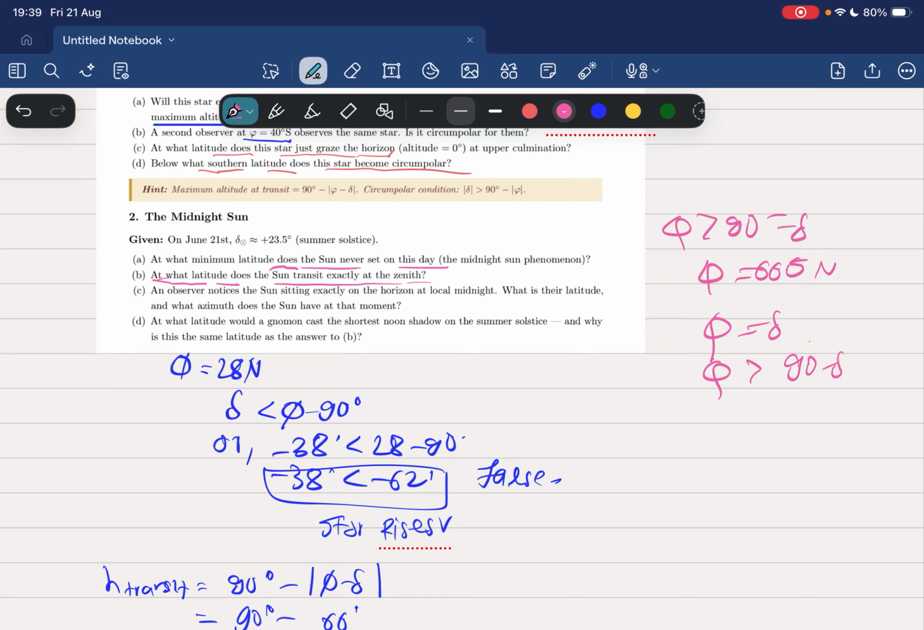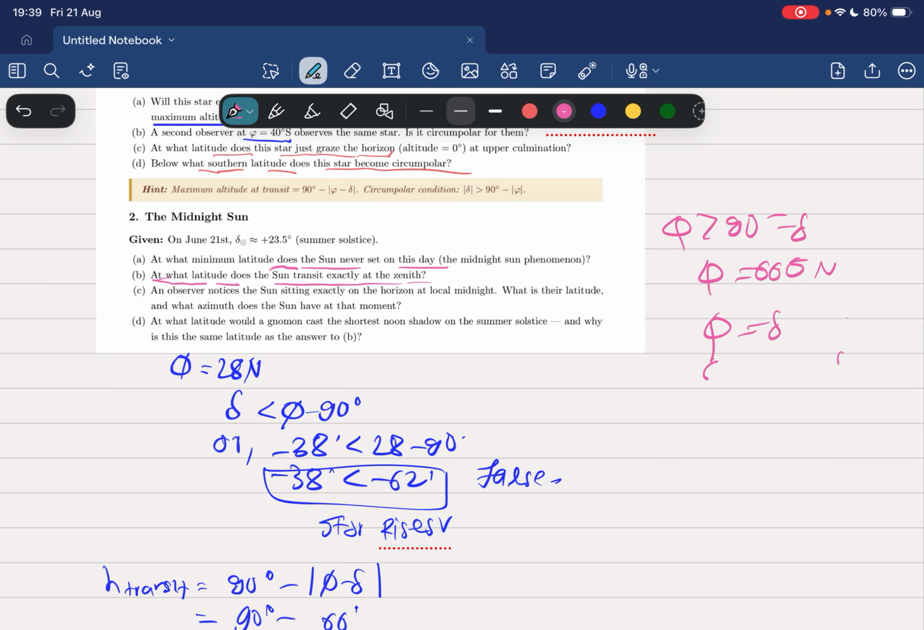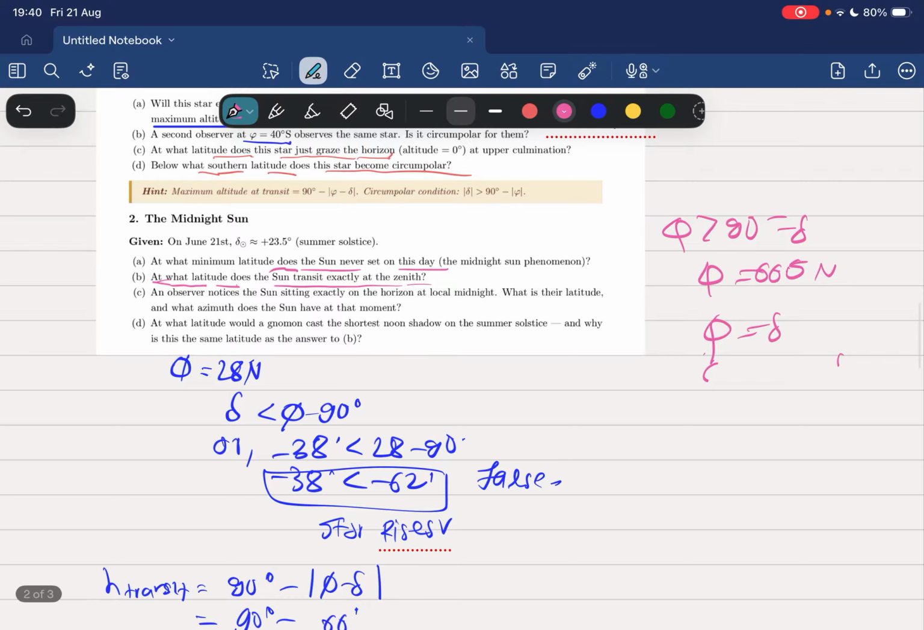just see this, for it to be overhead, the sun is overhead at the summer solstice, right? So for transit we need phi to be equal to delta, because 90 minus phi minus delta, and if they are equal they will be 0. So its transit will be 90 degrees.